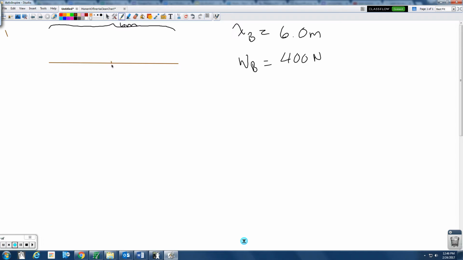So this is 3 meters, that's halfway. Say that's 2, 1, 0. Trying to split it up well. Okay, so this is my 3 meter mark, 2 meter mark, 1 meter mark. So let's say 2 meters from this end is my center of mass.